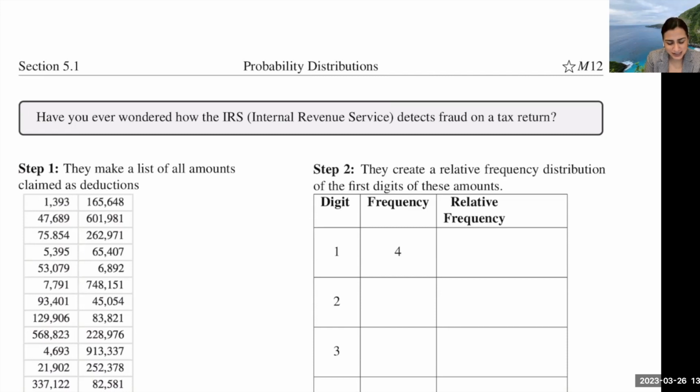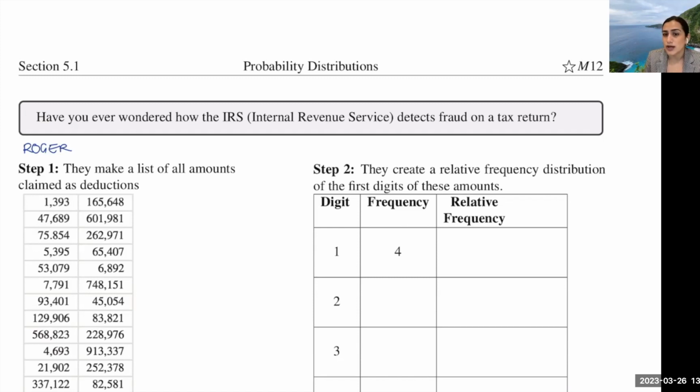So let's actually start off with making a list of deductions. So let's suppose that, maybe let's make a name for someone. I don't know, I always like using the name Roger. If I could name all my dogs Roger, I would. So let's suppose that we have someone named Roger and he made a list of all these claimed deductions.